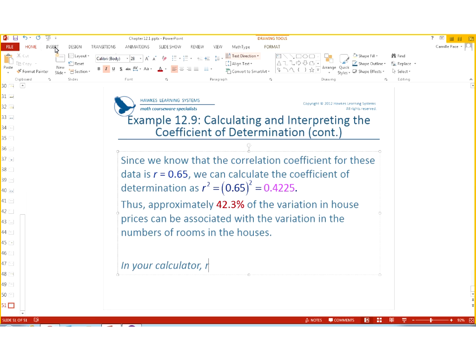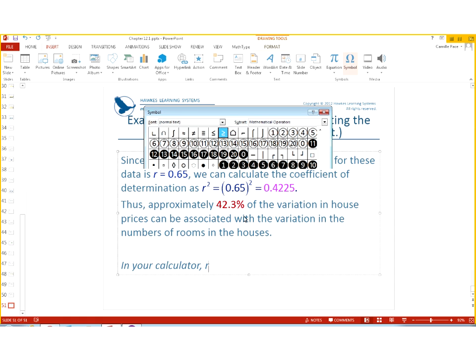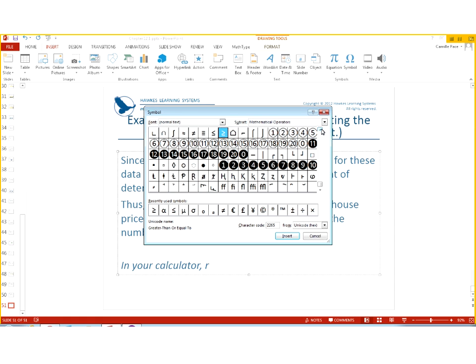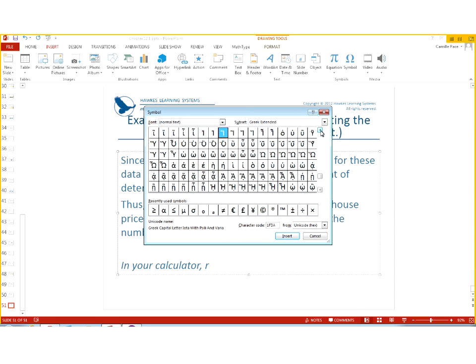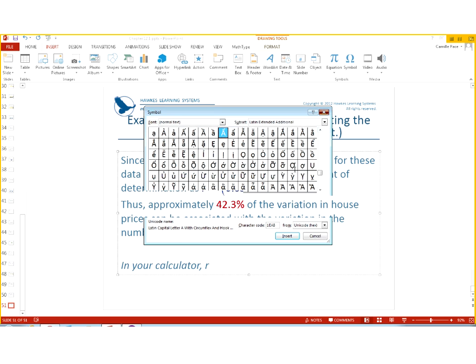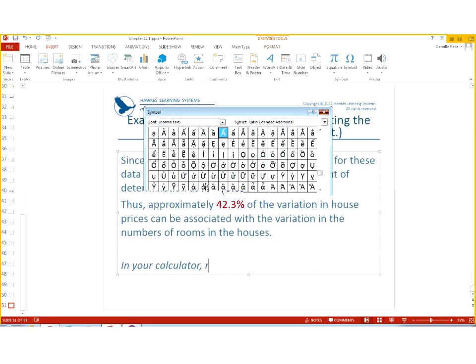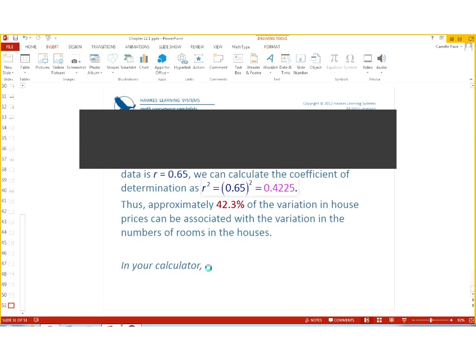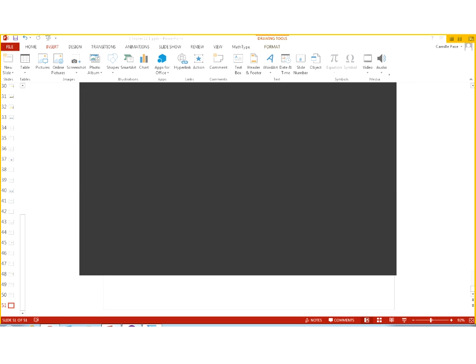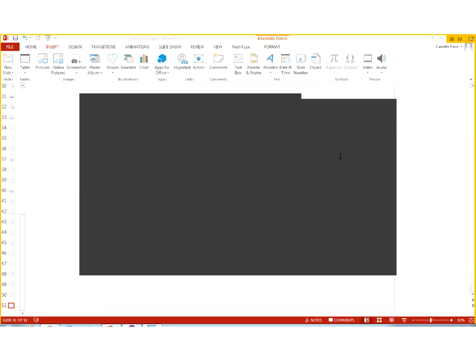R, let me go put it in. Let me go find the right little symbol. If I can find it, I might be able to. Oh, come on. Where's the R squared? Okay, we'll do this. I'm going to cheat and we'll just write it in English. Oops. Sorry about that. I didn't know I was going to open equation editor.